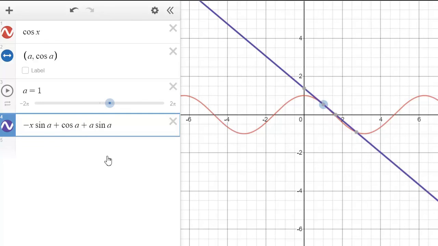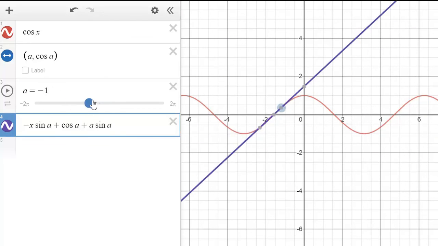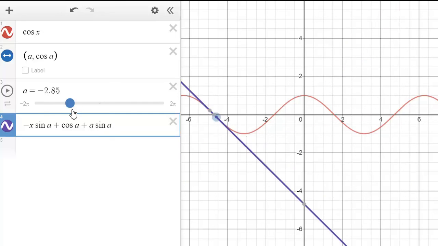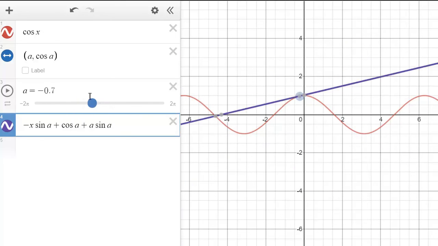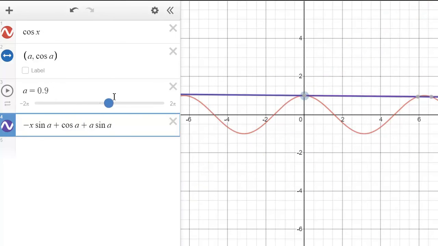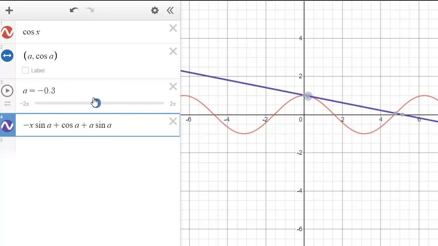So now check it. As you slide A, it will work out its gradient and its intercept, and then from that it will draw the tangent line.